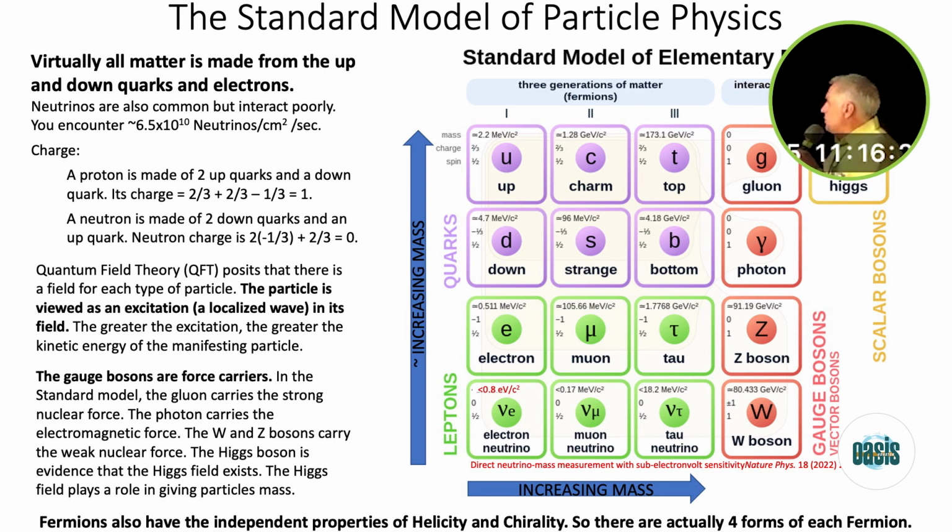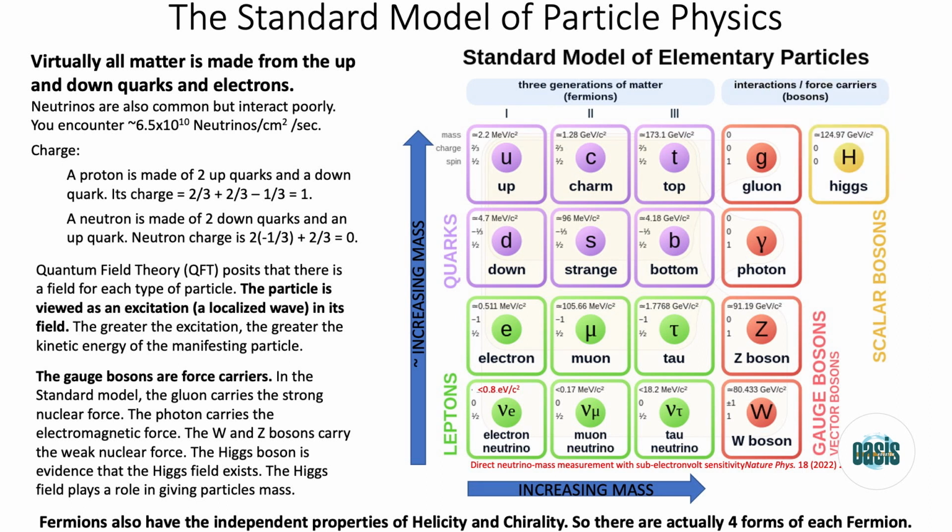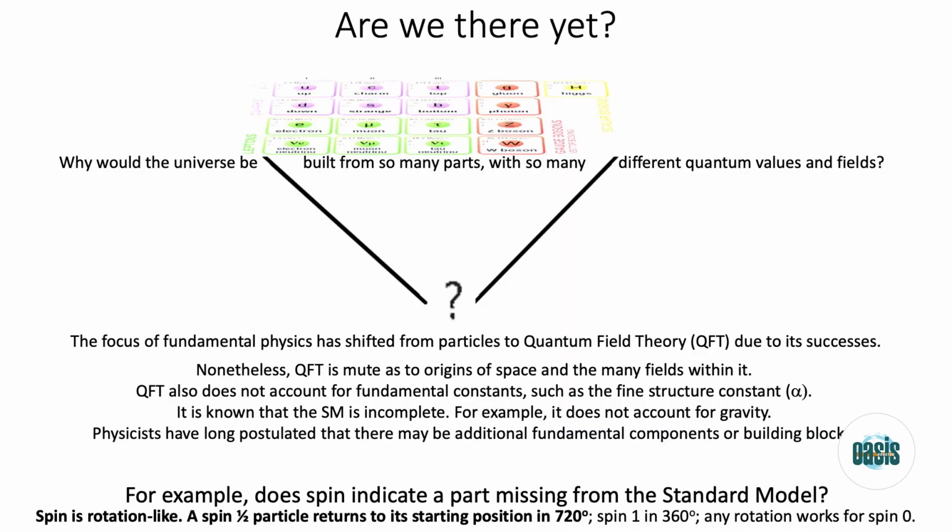Okay, fermions also have independent properties of helicity and chirality. So there are actually 4 forms of each of these fermions. We have both left and right helicity and left and right chirality at each of these points. So there's a lot more there than you think.